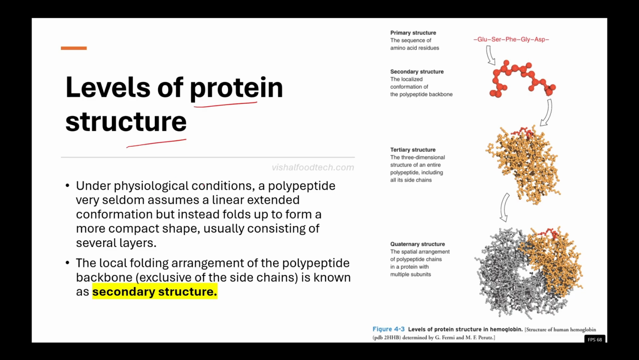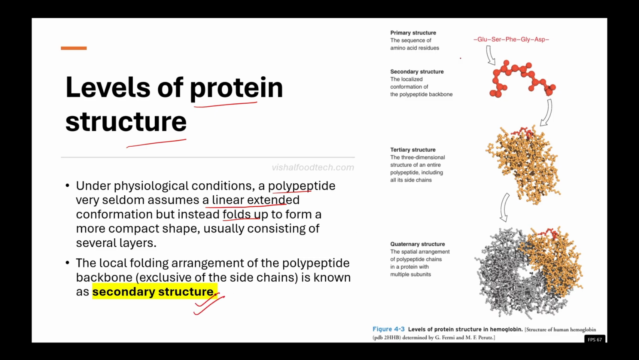So we know that under physiological conditions at a distinct pH, a polypeptide chain will not be in a linear extended conformation, but it folds and forms a more compact shape, usually consisting of several layers. So the local folding arrangement of this polypeptide chain is known as the secondary structure.